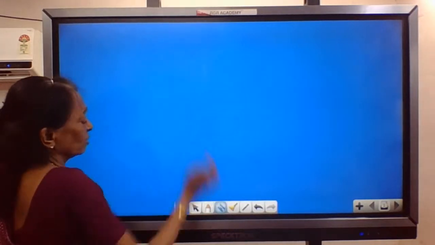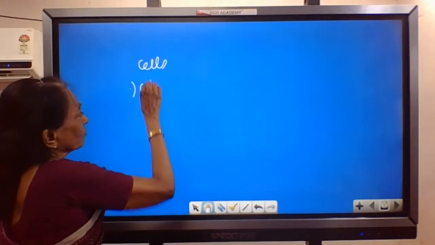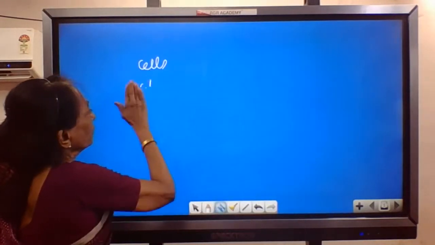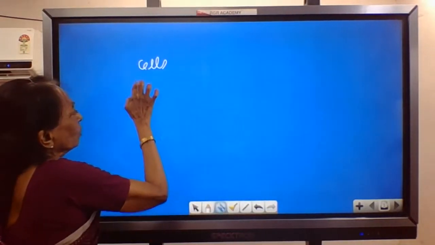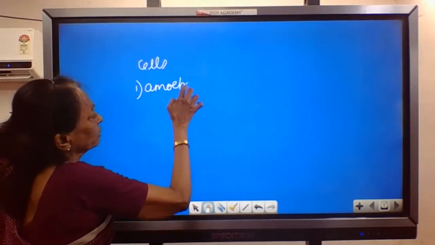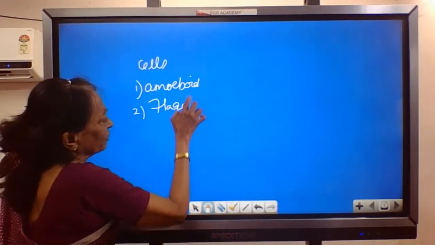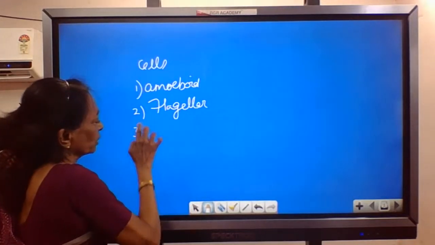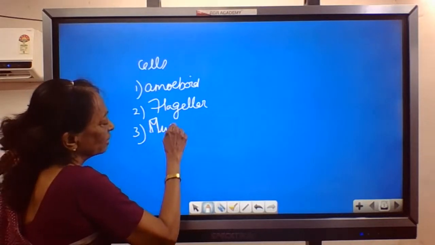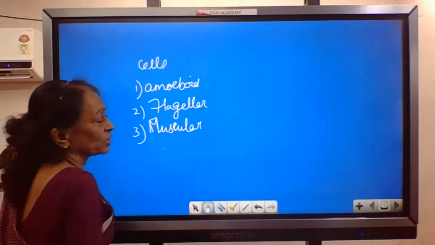The body cells exhibit three types of movement: amoeboid, flagellar, and muscular. Our body cells, the cells of the body, show amoeboid movement and flagellar movement. Only these three as mentioned: amoeboid, flagellar, and muscular. Now, why has he given muscular? There is no ciliated cell in your body which moves from one place to another.